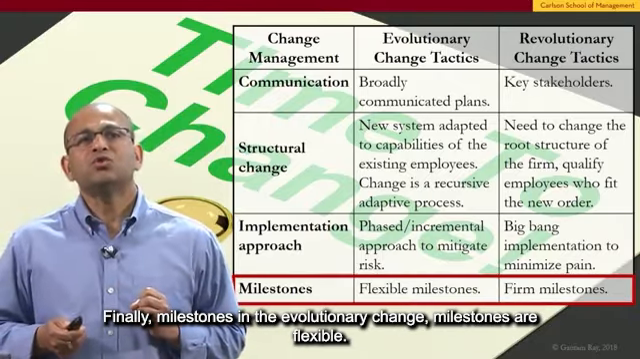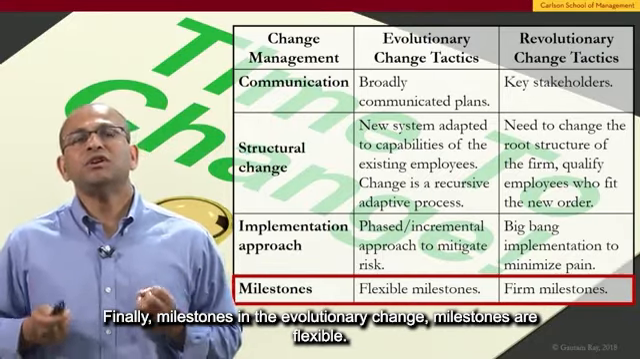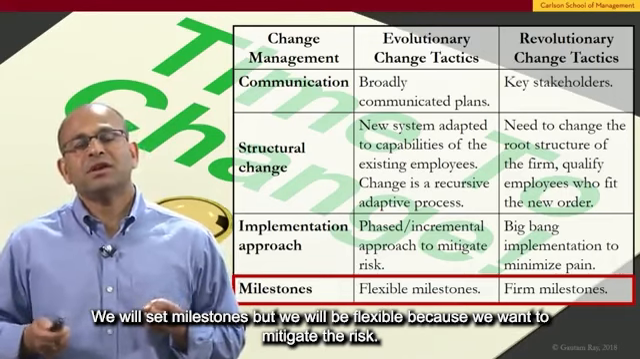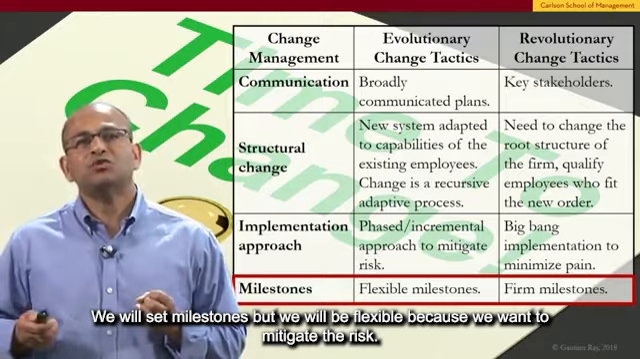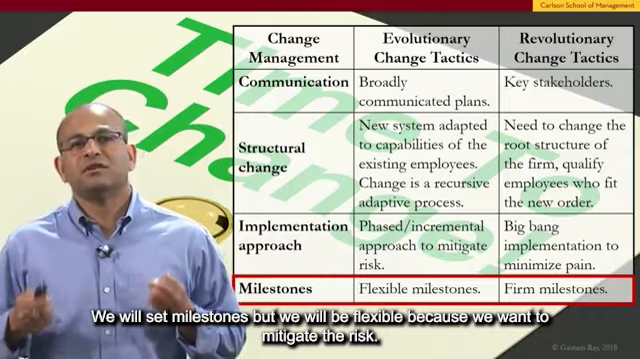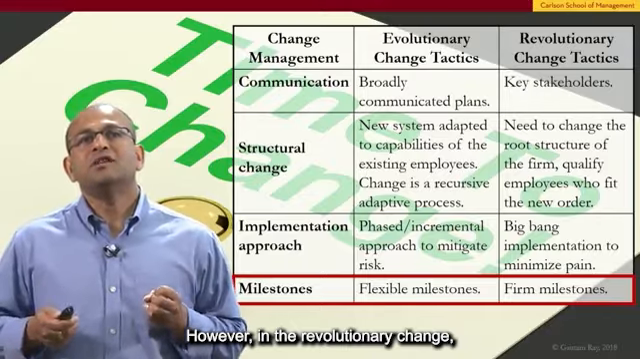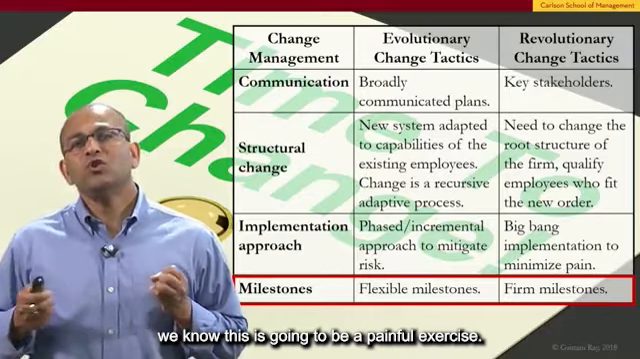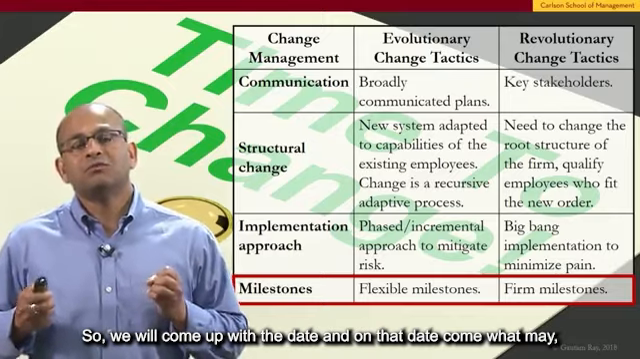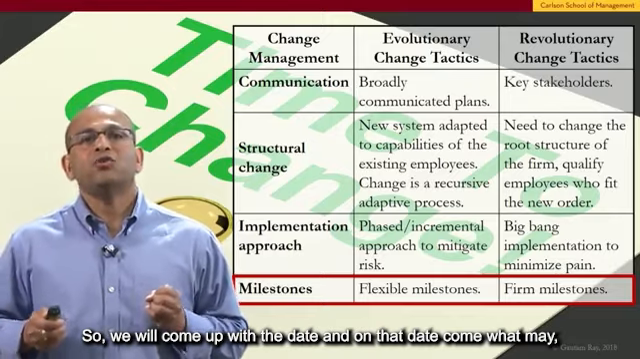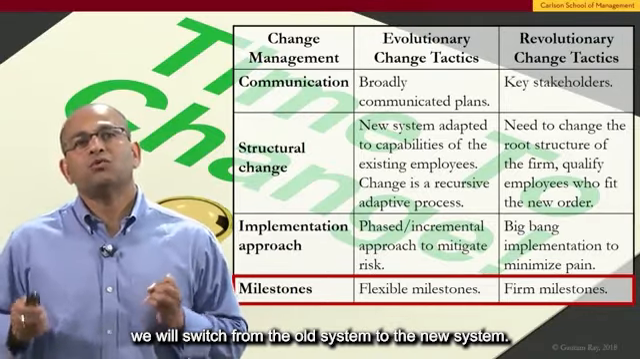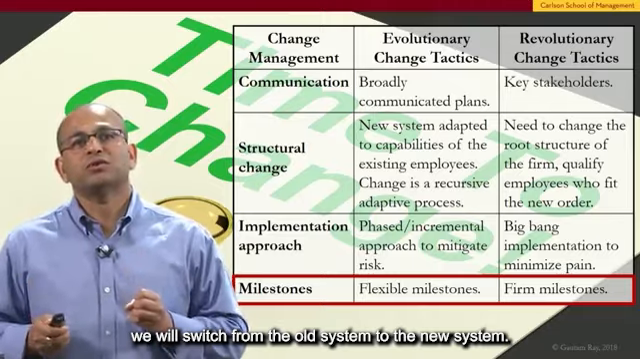Finally, milestones. In the evolutionary change, milestones are flexible. We will set milestones, but we will be flexible because we want to mitigate the risk. However, in the revolutionary change, we know this is going to be a painful exercise. So we will come up with the date, and on that date, come what may, we will switch from the old system to the new system.